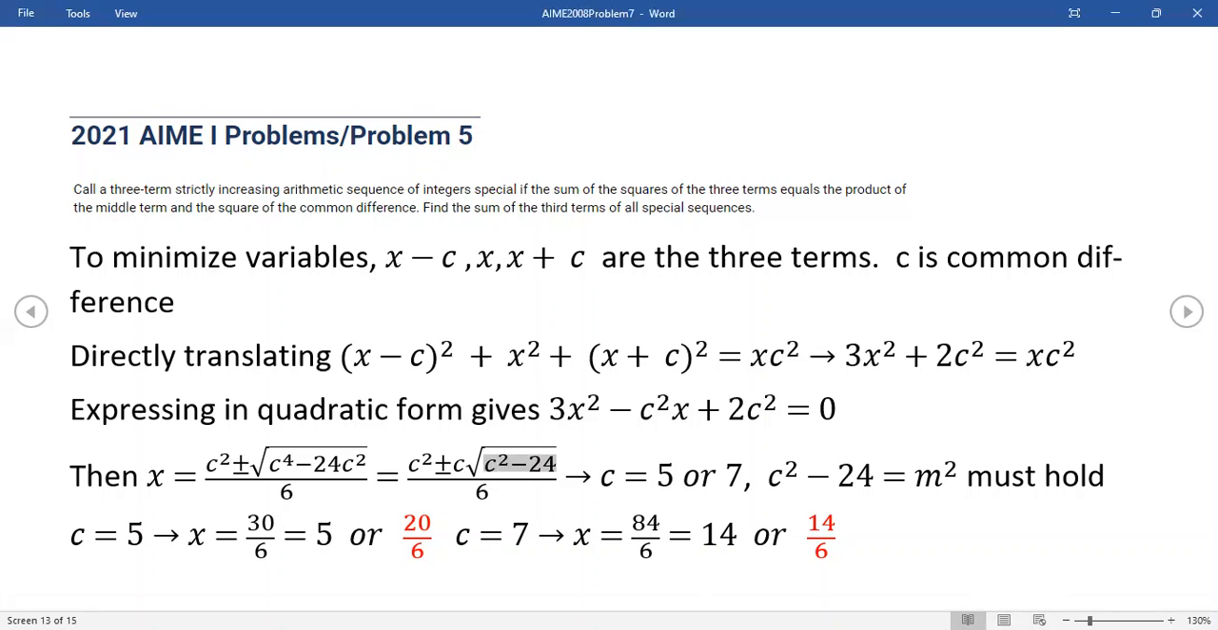Now it turns out that 49 is a perfect square, 25 is a perfect square, and 7 squared minus 5 squared gives you 24. You can figure these out by just looking around for the smaller squares. Again, 7 squared would be 49, and 49 minus 24 is 25, which is 5 squared, right?